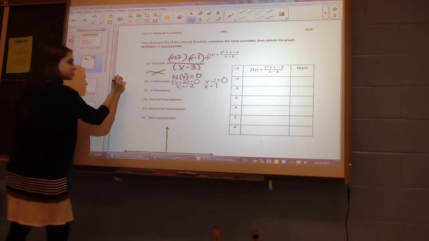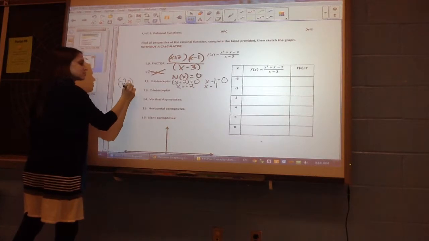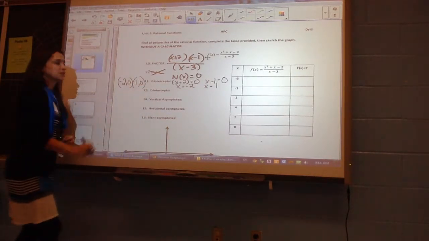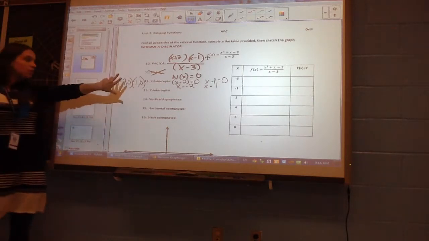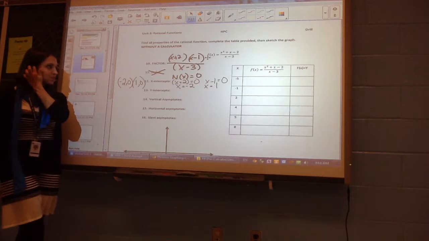As ordered pairs, because we're going to be graphing, this is (-2, 0), and this is (1, 0). These will be the points that I will plot on my graph below. I'll do all of that in just a minute.